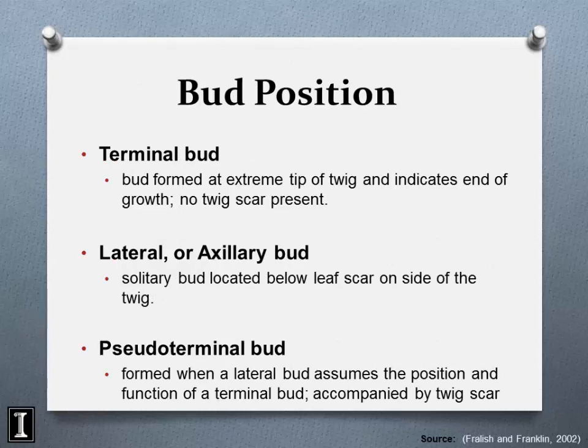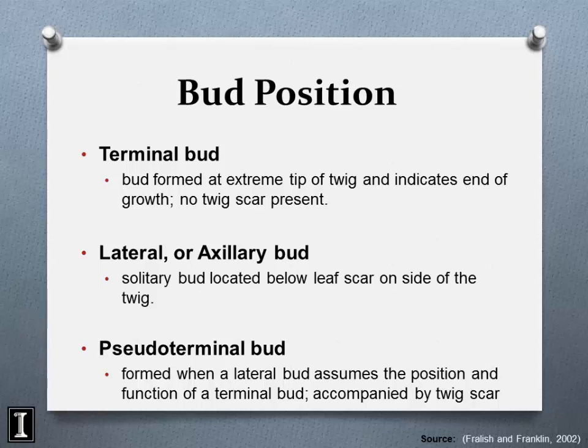Bud position, where those buds occur on a twig. Terminal buds are on the end of the twig. It's just where they're located. Lateral or axillary buds are along the side, along the long axis of a twig.